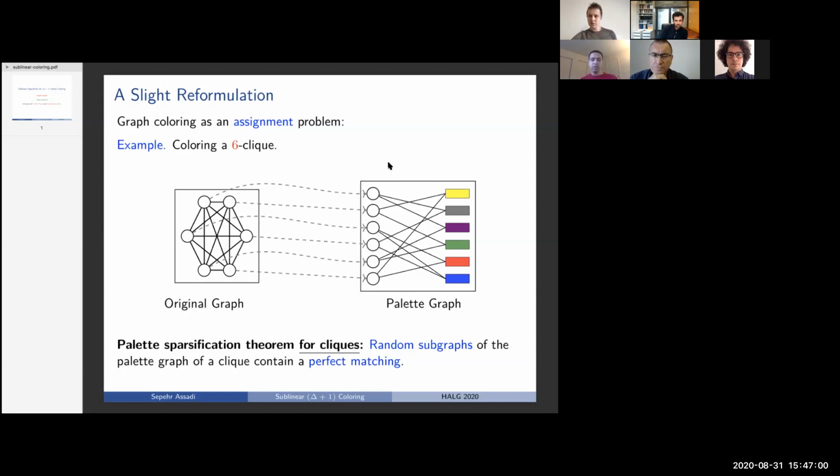But this is basically random graph theory 101. We know that this is true by very simple results. Okay? So that's the entire proof for showing that on cliques palette sparsification works.